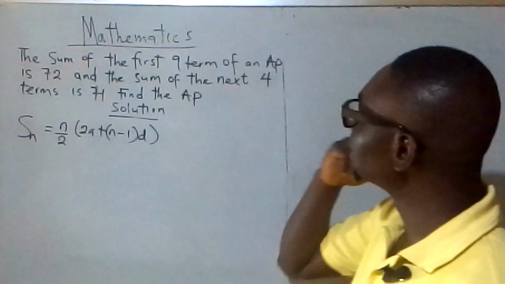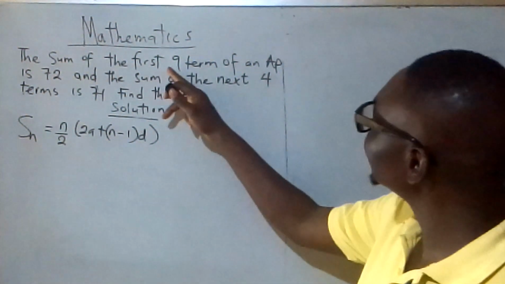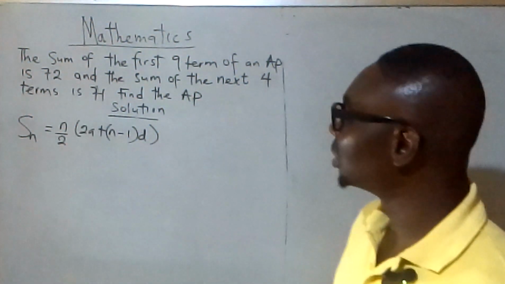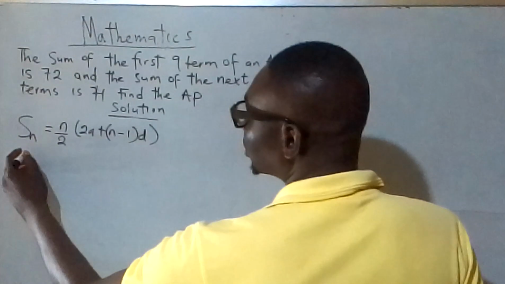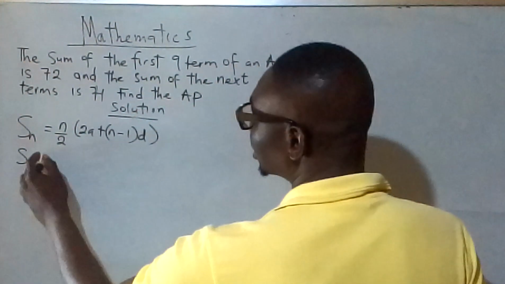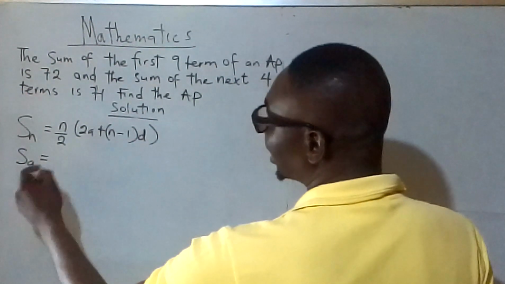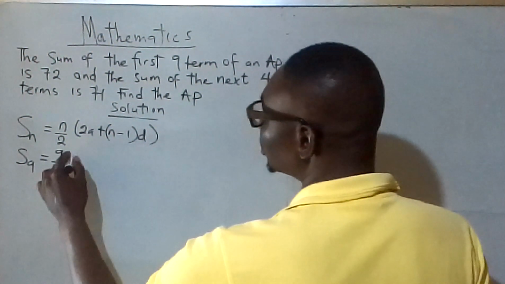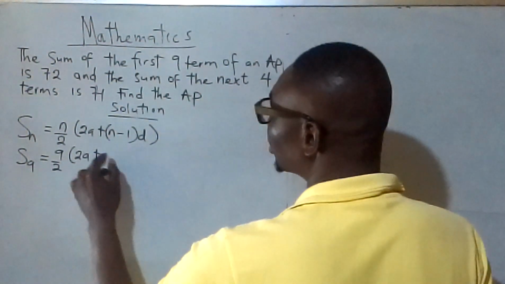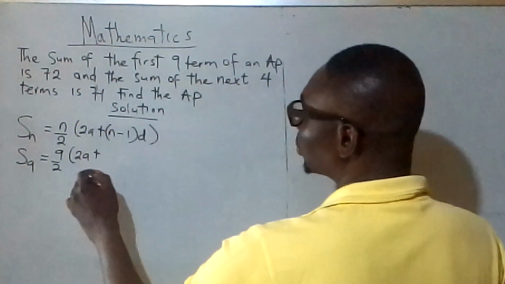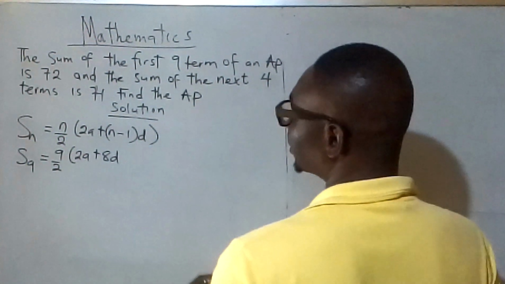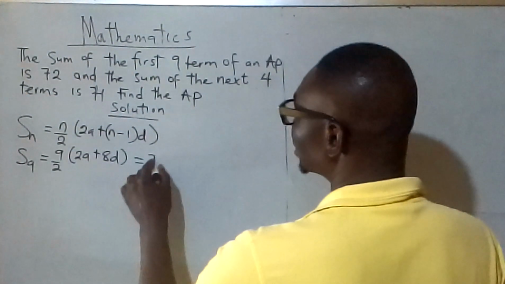Now from the question, the sum of the first 9 terms is equal to 72. So our n is 9, and we have 9 over 2 into 2a plus (9 minus 1), which is 8d, and we were told this is equal to 72.